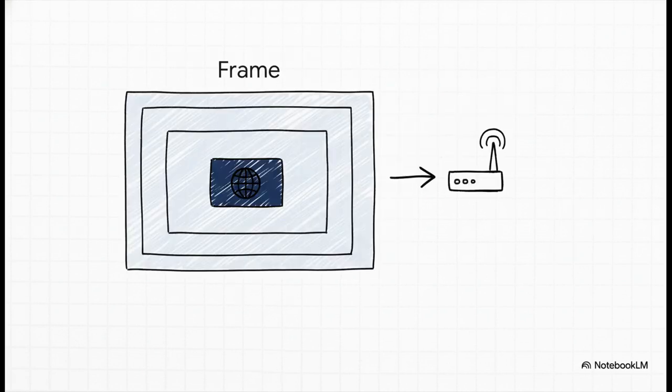And finally, we hit the link layer. Here, our IP packet gets put inside another wrapper, this one called a frame. This frame has the local address. Not the final global destination, but the physical address of the very next device it needs to talk to, like your home Wi-Fi router. It's basically the instruction for just the immediate next step on its long journey.